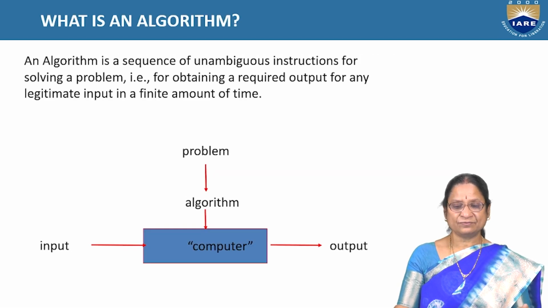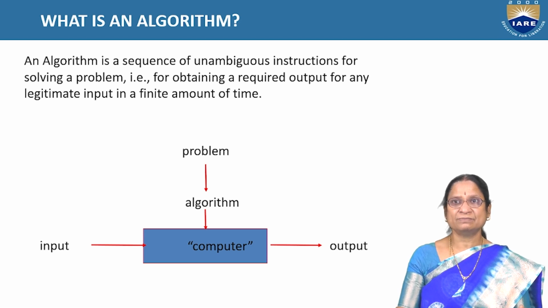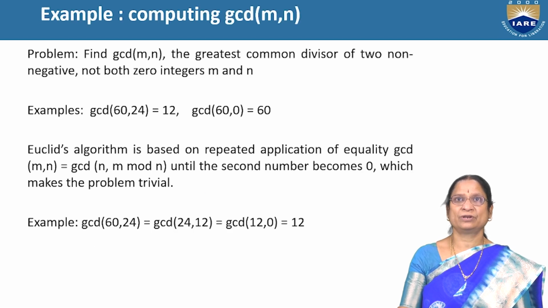So an algorithm is a sequence of unambiguous instructions for solving a problem. The input and the problem are given, the algorithm is written, and we are going to trace the algorithm to see what type of output we are going to get. To get the required output, a proper input is provided so that in a finite amount of time, the input is converted into output as per the logic of the program.